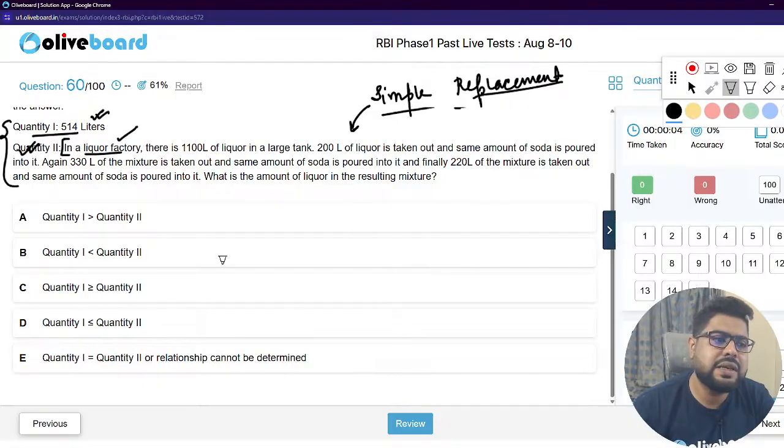Now let's see. There is 1100 liters of liquor in a large tank.